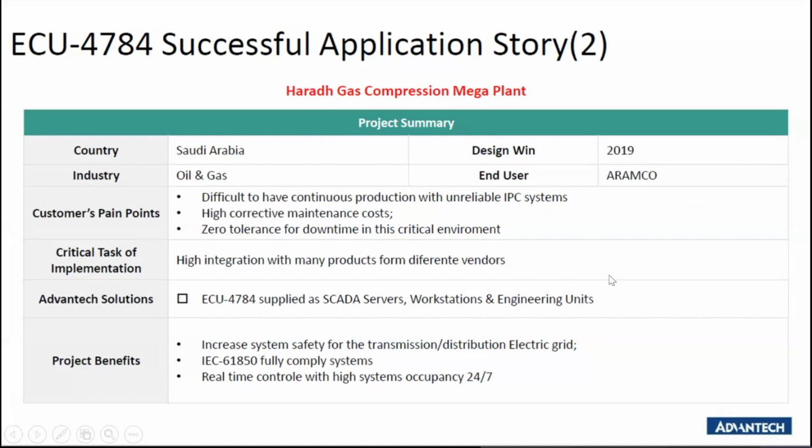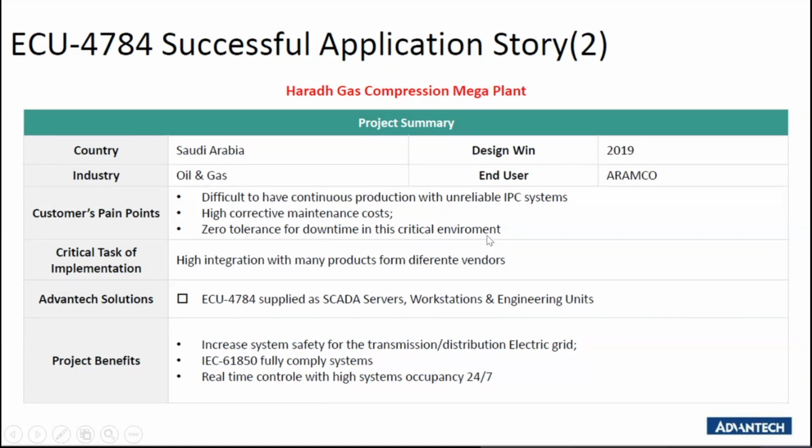Okay, the success story number 2. This is from the Harad gas compression mega plant in Saudi Arabia in year 2019. Our end user is Aramco, so in oil and gas industry. So the customer pain point is they are having the difficulty to have a continuous production with unreliable IPC system. They're also having a high corrective maintenance cost. Then they need a zero tolerance for downtime in this critical environment.